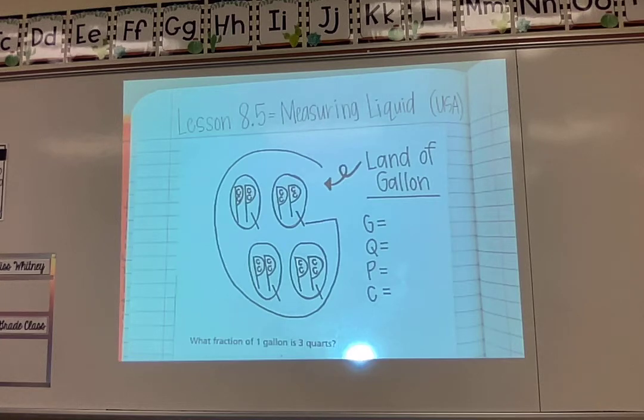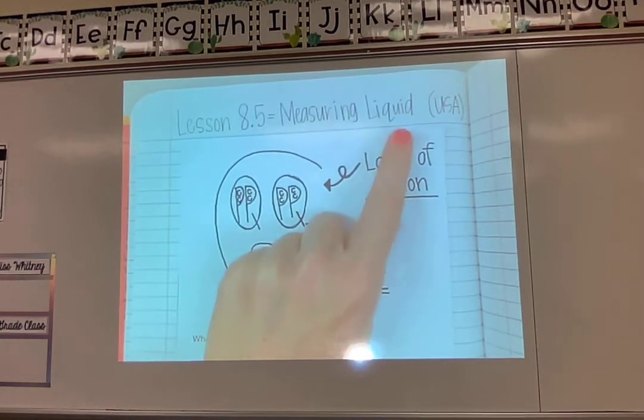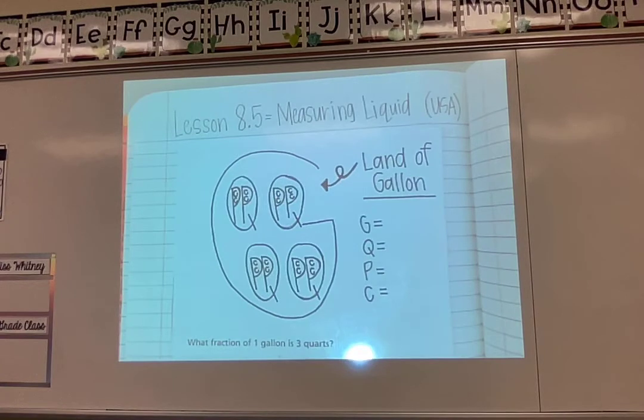Hi, 5th grade. Today in math, we are doing lesson 8.5, and this is over measuring liquid, how we do it in the United States. Remember, with the metric system, they use that same chart no matter what they're measuring, but in the United States, we do it a little bit different.